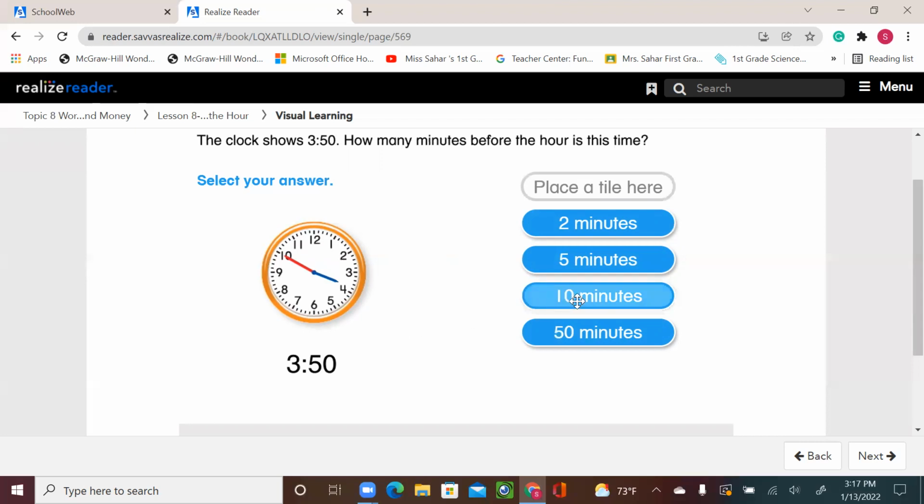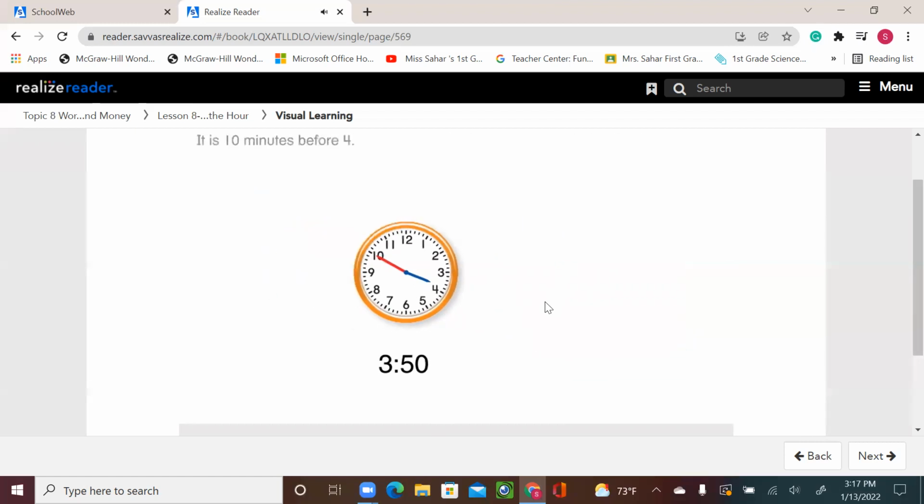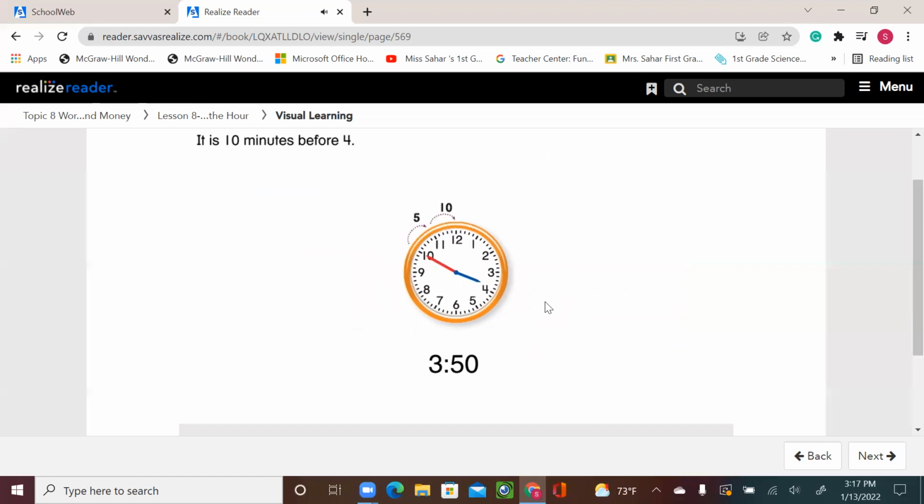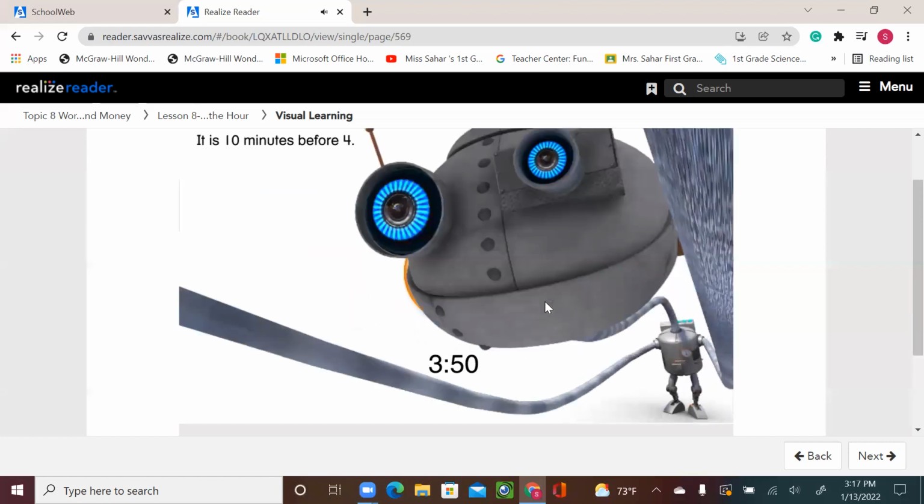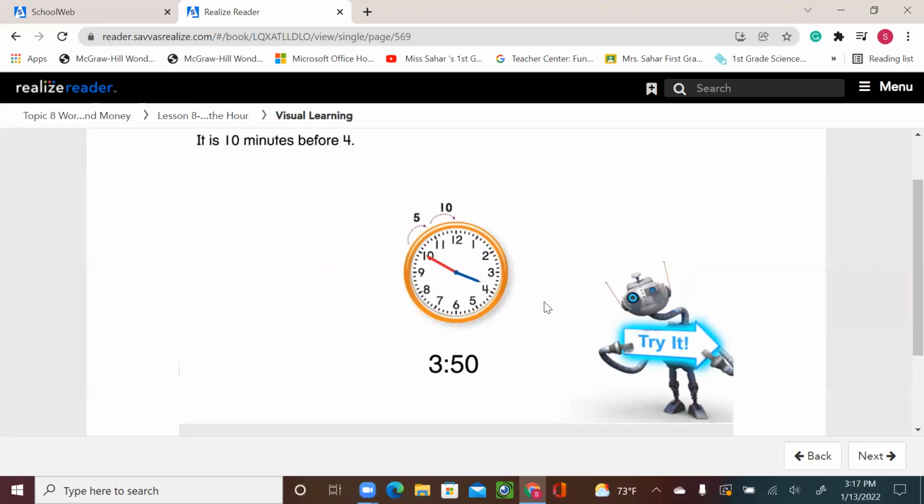So how many minutes before the hour is this? It's 10 minutes before 4. It is 10 minutes before 4. Because you see this is 5 minutes, 10 minutes, and then the minute hand on 12 means it's an exact hour, and the hour hand would be on 4. So it's going to be 4 o'clock.